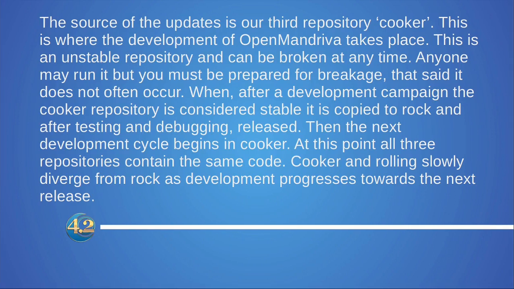That said, it does not often occur. When, after a development campaign, the Cooker repository is considered stable, it is copied to Rock, and after testing and debugging, released. Then the next development cycle begins in Cooker. At this point, all 3 repositories contain the same code. Cooker and rolling slowly diverge from Rock as development progresses towards the next release.